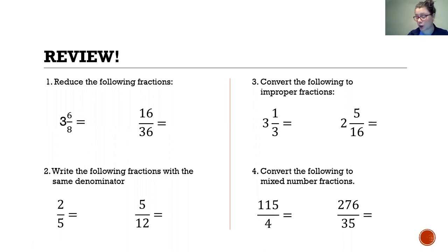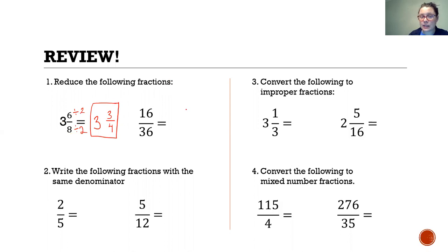So first of all, to start out, let's just work through the following questions. It says reduce the following fractions. So we have 3 and 6/8. In order to reduce that, we need to divide the 6 and the 8 by the same number. We can divide 6 by 2 and 8 by 2. They're both even numbers. Dividing both by 2, we get 3. The 3 doesn't have to change. The whole always stays the same. And 3/4. That's our answer.